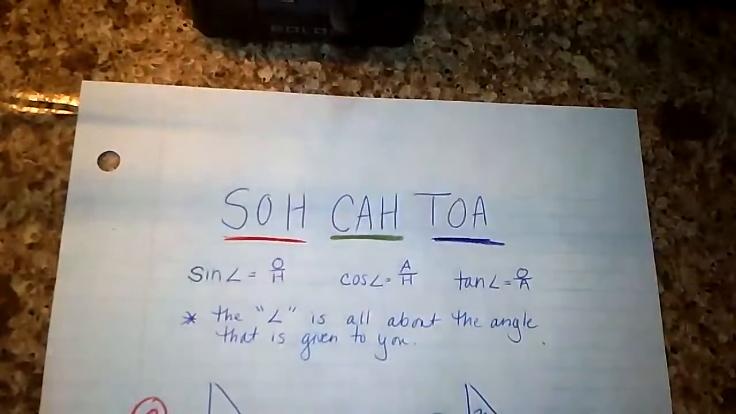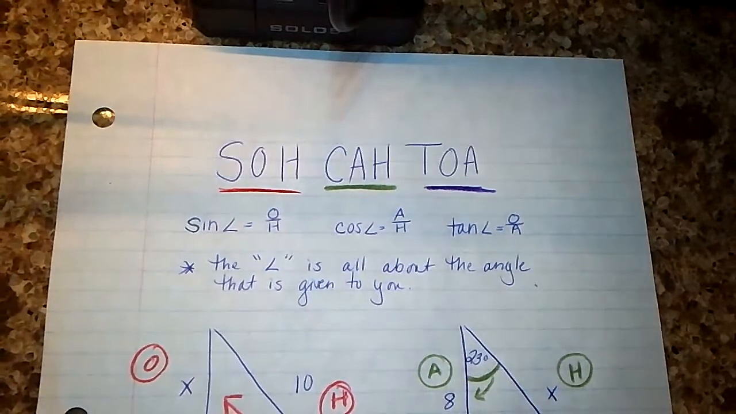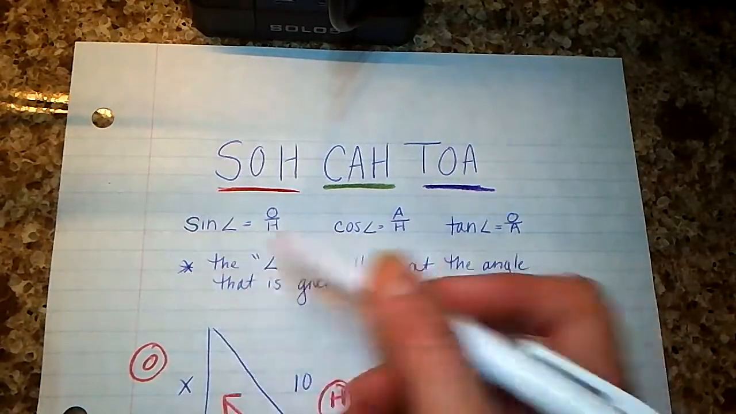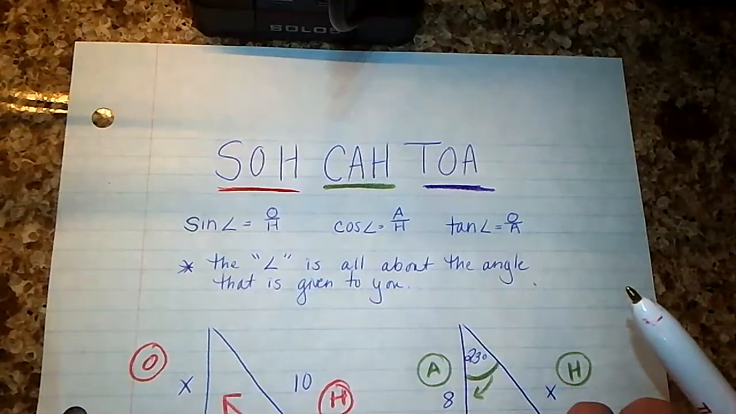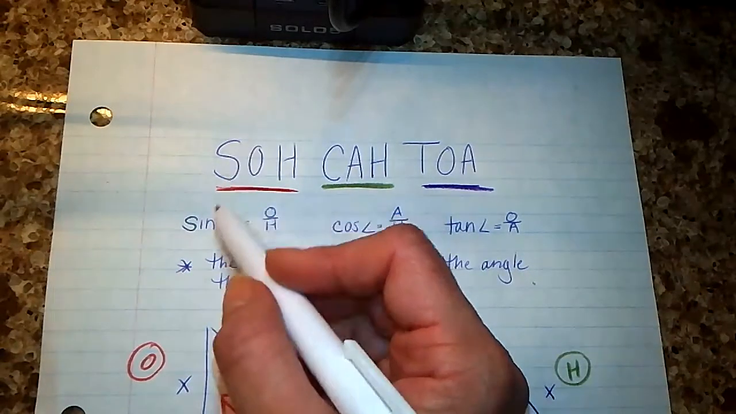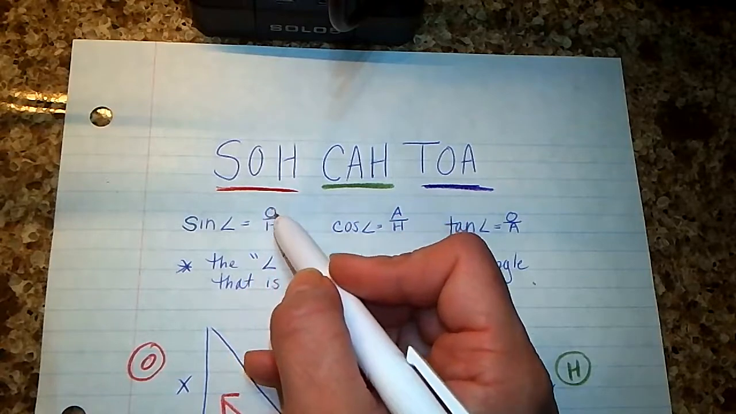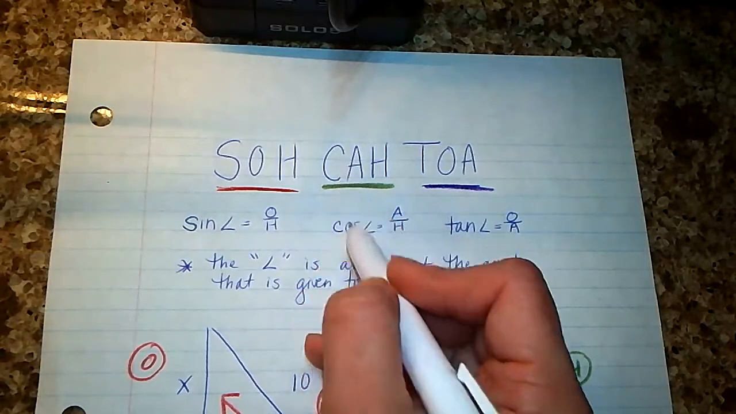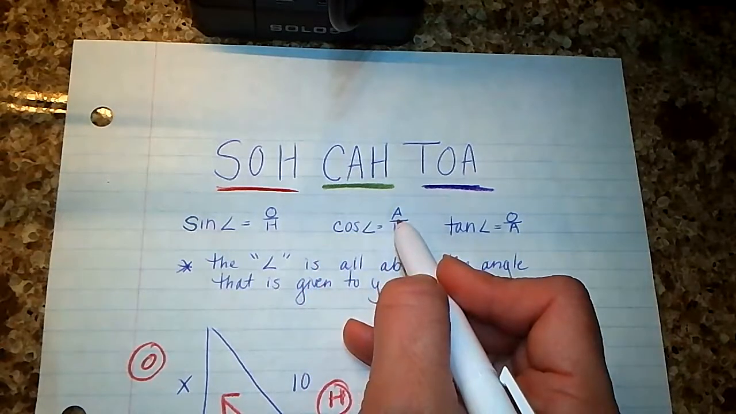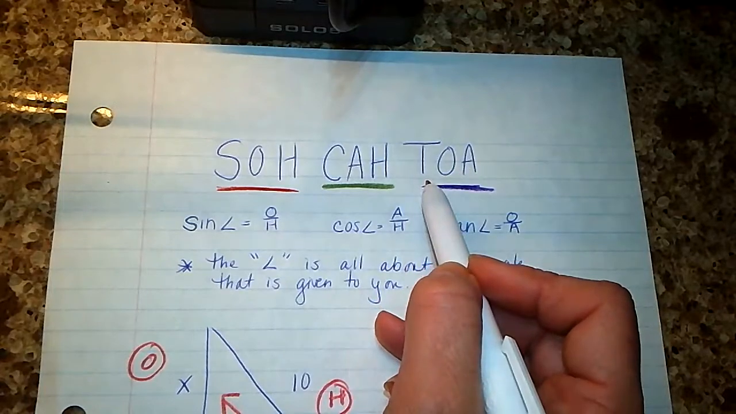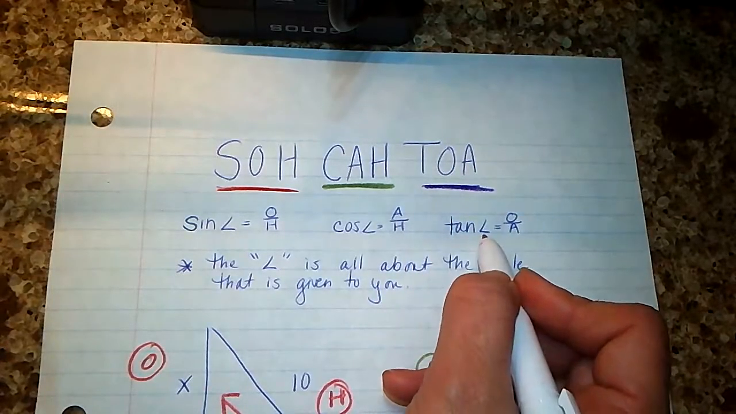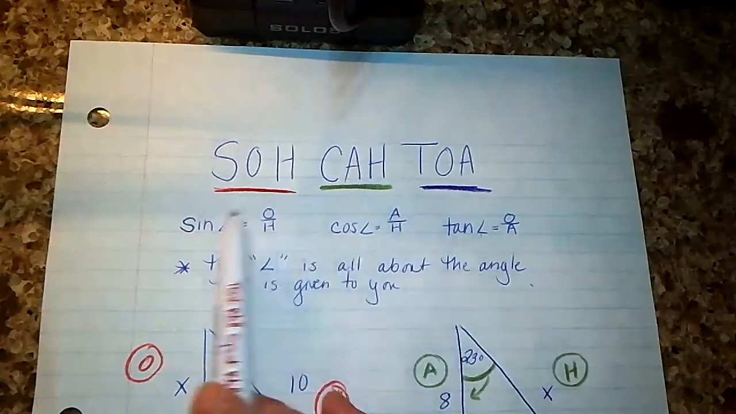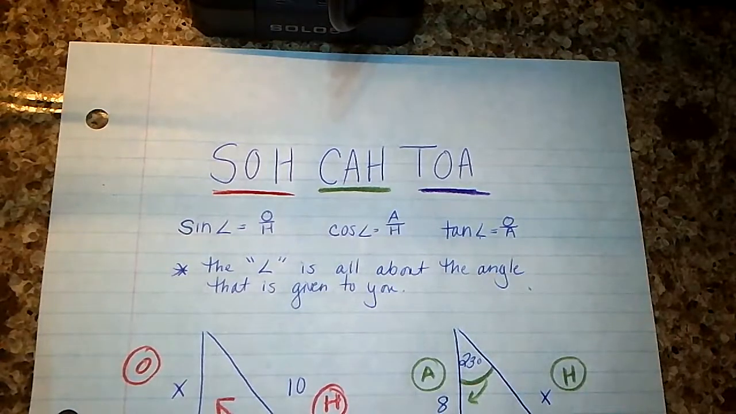All right, so SOHCAHTOA. I pronounce that SOHCAHTOA to help me to remember which sides go with which trig ratios. So this stands for the sine of the angle is equal to the opposite leg over the hypotenuse. The C here stands for the cosine. So that's the cosine of the angle is equal to the adjacent leg over the hypotenuse. And the T here stands for tangent. The tangent of the angle is equal to the opposite leg over the adjacent leg. And that angle in all 3 of them, it depends on the angle that's given to you.